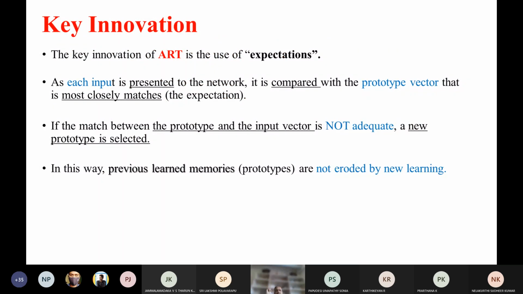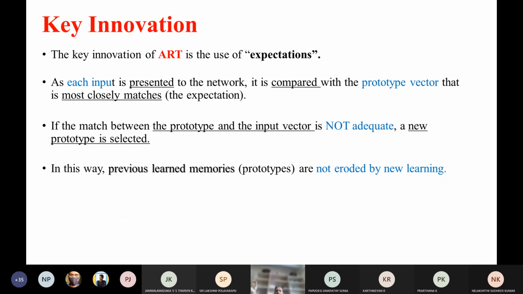So the key innovation in the ART architecture. What is the key innovation? The key innovation of the ART architecture is the use of expectations. The expectations here are, whenever I present an input to the ART network, it is compared with the prototype vector that most closely matches the input vector, and that is considered as the expectation.